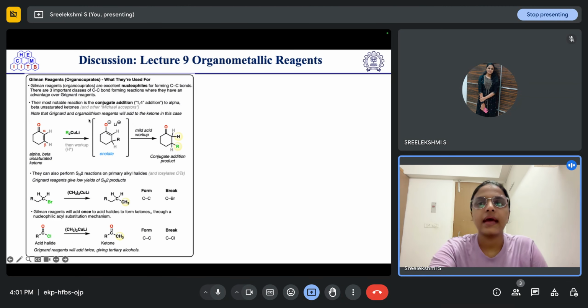So first of all, we have seen these Gilman reagents, which are basically organocuprates. And organocuprates are mainly used for the conjugate addition. Conjugate addition means 1,4 addition rather than 1,2 addition.